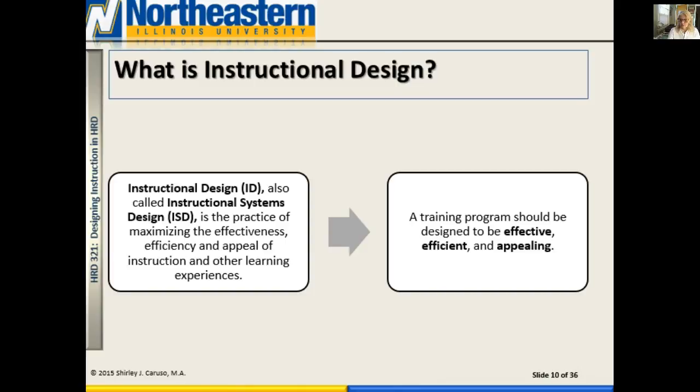A good training program is also efficient. It fits within the prescribed time limits. And a good training program is also appealing. It's tailored to the skills and interests of the particular learners. It makes good use of layout and format, and it's fun.